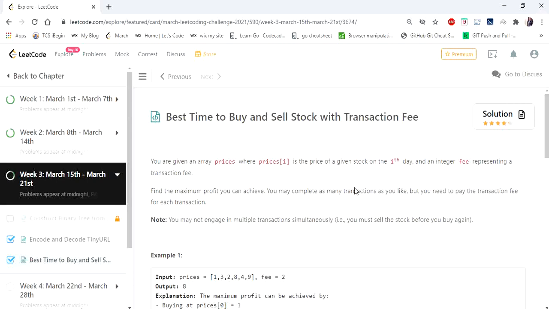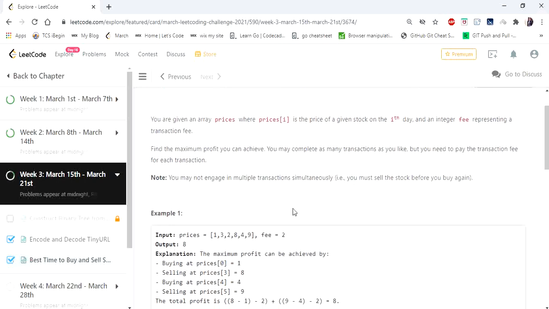So let's understand this problem statement. Here the input given is an integer array prices and a transaction fee, and we have to return the maximum profit we can achieve after completing as many transactions as we like. And the condition given here is we may need to pay the transaction fee for each transaction.